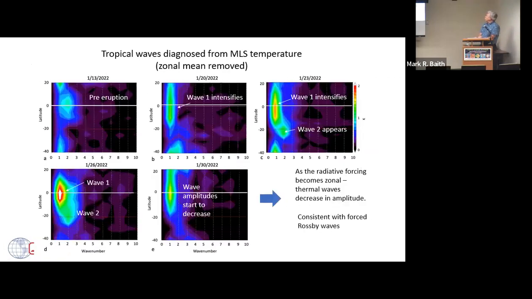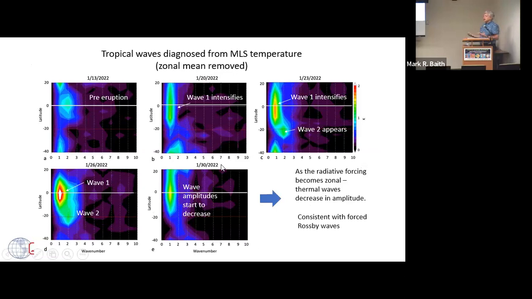So let's look at the wave numbers. This is kind of hard to read, but this is pre-eruption. The wave numbers are at the bottom here, latitude is on the side, it goes from minus 40 to 20. Pre-eruption, there aren't very many waves in the tropics. There's just a little bitty wave 2. And then here's the eruption. This is by January 20th. You see the strong wave 1, and it intensifies. Even wave 2 starts to appear as the thing stretches out. And then you get both wave 1 and 2, and then they fade away. So this is by the end of January.